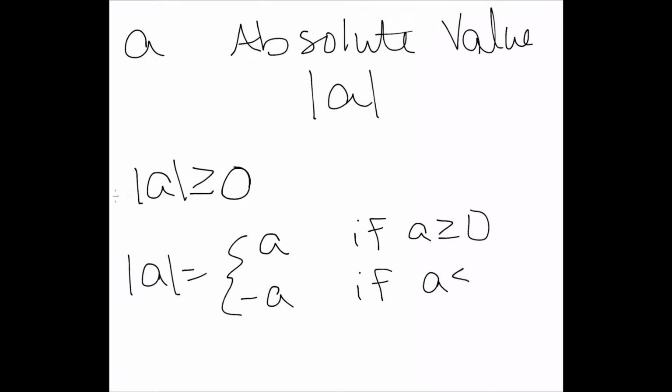So let me explain exactly what this means. If our number that we're taking the absolute value of is positive in the first place, then we're going to just leave it exactly the way it is. However, if our number is negative, then I'm going to change the sign of it. So let's do a couple of examples.